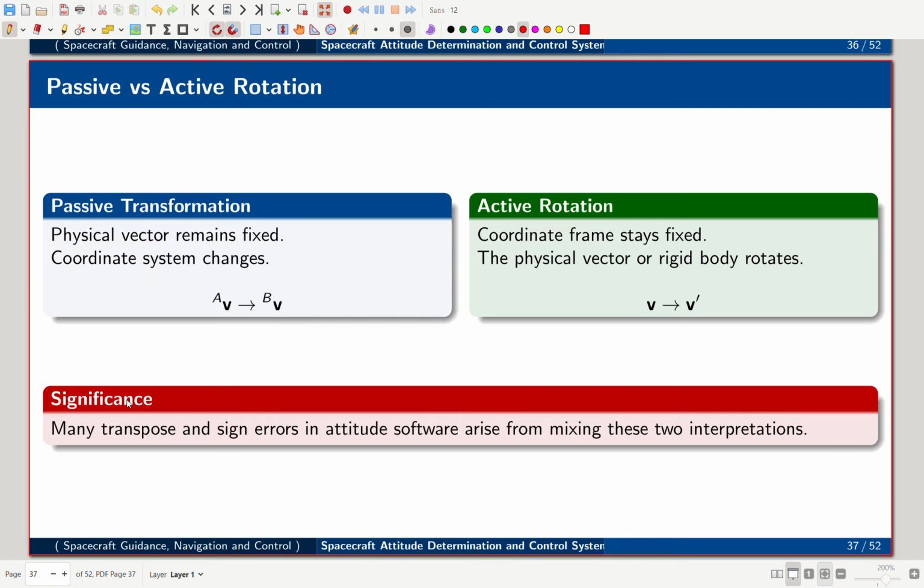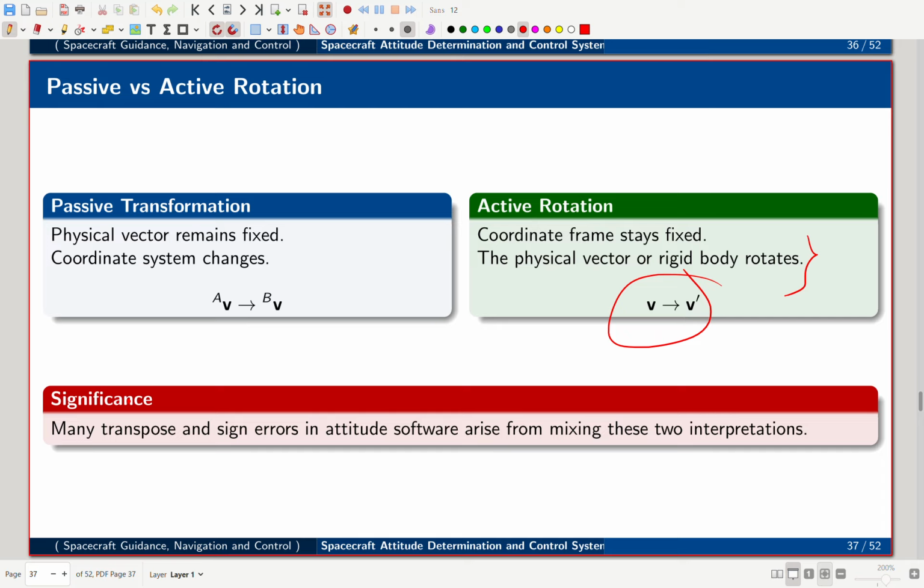So, passive and active rotation. Passive transformation means that the physical vector remains fixed, right? Only the coordinate system changes. That's called the passive transformation. For the sake of simplification of our analysis, we just change the coordinate frames, right? But the physical vector is not changing. Whereas active rotation means that the coordinate frame stays fixed, but the physical vector or rigid body rotates. Then we call it active rotation.